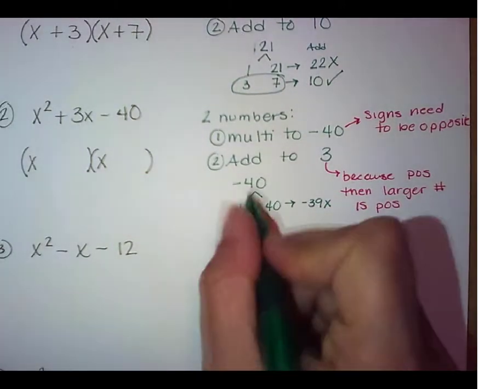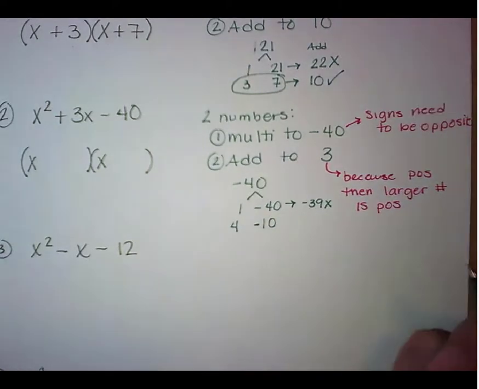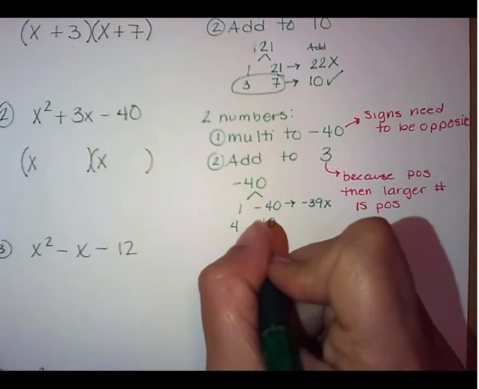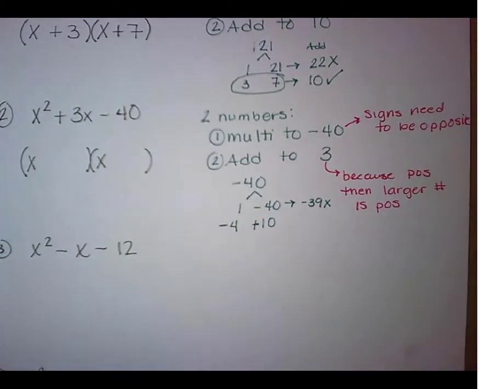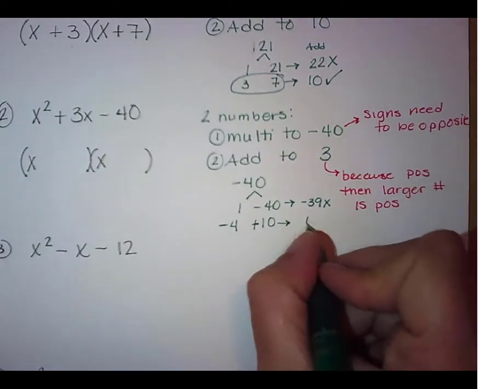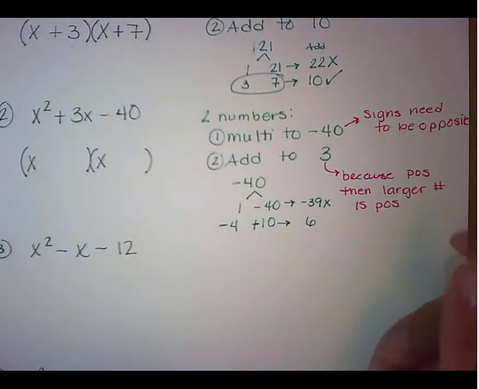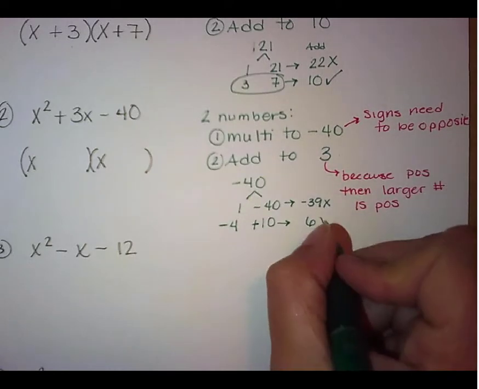Okay, 4 will divide into 40 10 times. Oops, nope, I'm sorry. It's going to be a positive 10 and a negative 4. Remember, my larger number needs to be positive. But that is going to add to give us a 6. Getting a little bit closer. Remember, I wanted 3. 6 isn't that far away, so we're pretty close here.